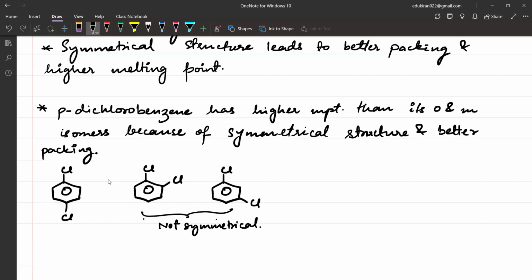Sir, in this, the melting point is of the para position, and for boiling point, it will be ortho position. No, you cannot determine the ortho because these are completely symmetrical. Okay, sir. For boiling point, you cannot predict. You have to look at the values. They will not ask you questions for boiling point.